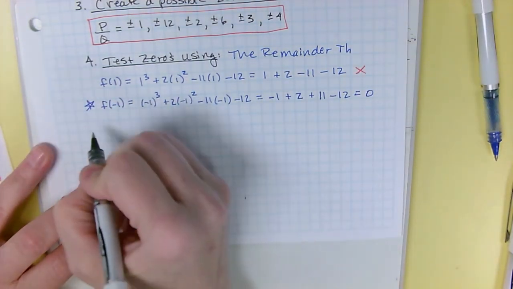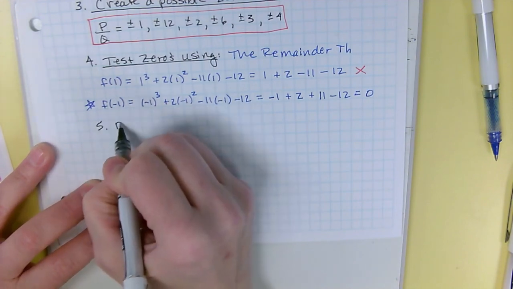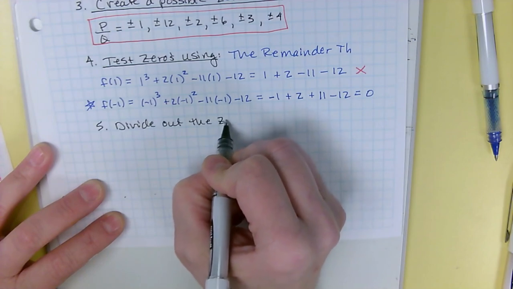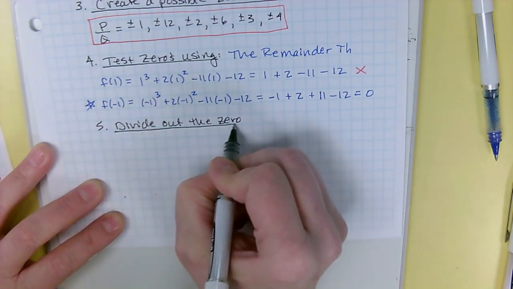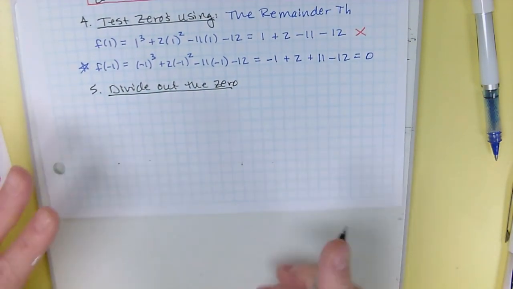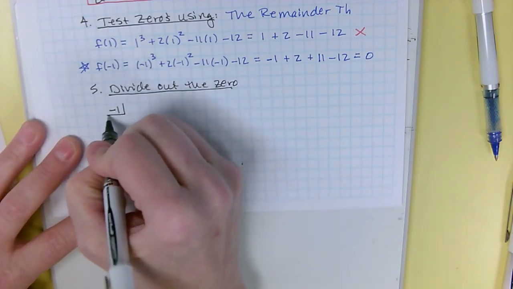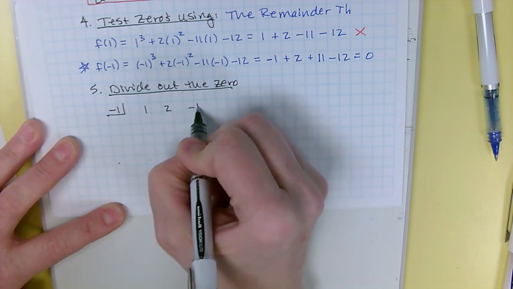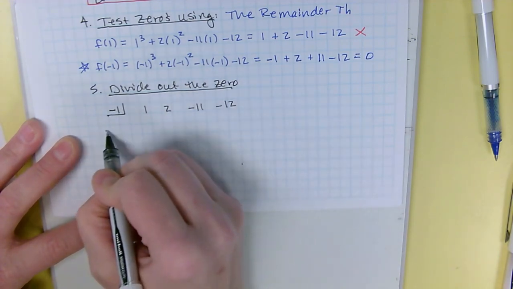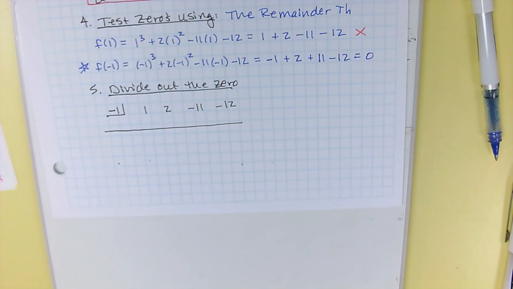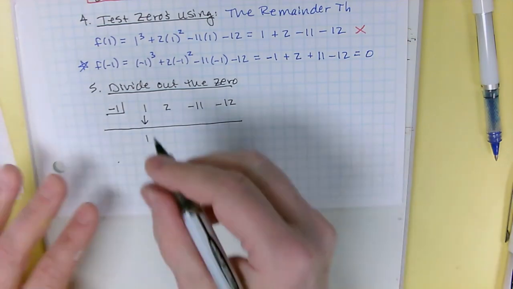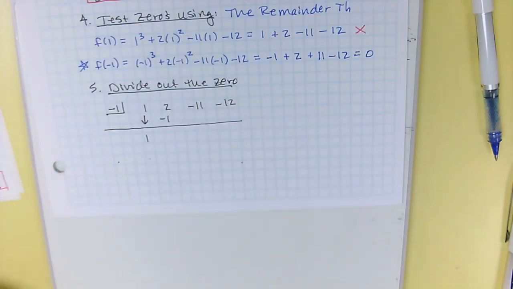Okay, now that you have your winner, you're ready for step 5. Divide out the 0. You can use synthetic or polylong. Most people do synthetic. So I'm going to put my -1 in the box. The coefficients are 1, 2, -11, -12. And there's nothing to fill. So we're going to do our synthetic. So bring down the 1. 1 times -1 is -1. Put it under the 2.